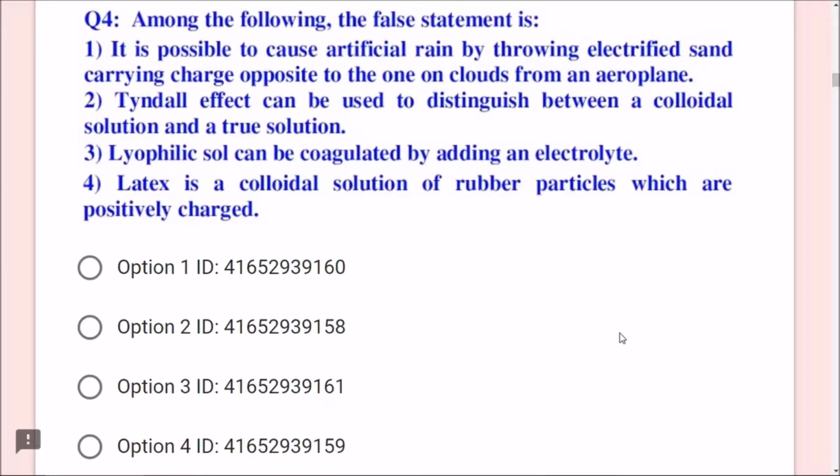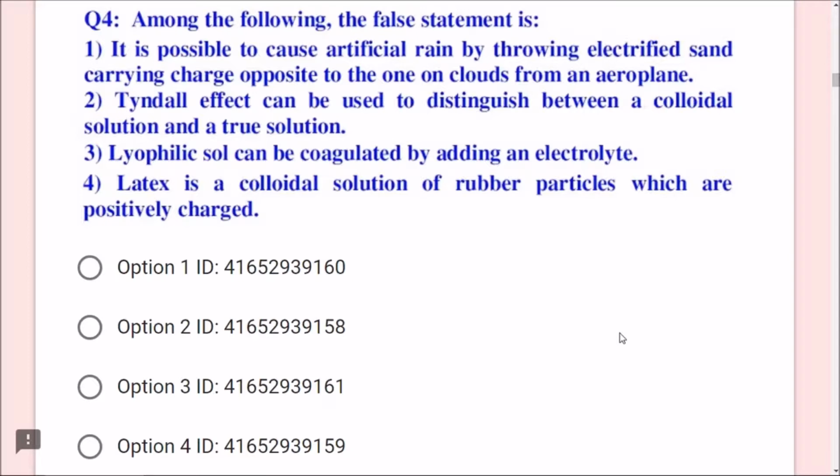Next, question number 4. Among the following, the false statement is, it is possible to cause artificial rain by throwing electrified sand carrying charge opposite to the one on clouds from an aeroplane. Yes friends, this is true statement, but they are asking false statement. So the option number 1 is not correct option. Tyndall effect can be used to distinguish between a colloidal solution and a true solution. Yes, this statement is true friends. Lyophilic solution can be coagulated by adding an electrolyte, isn't it? Yes friends, this is correct option friends.